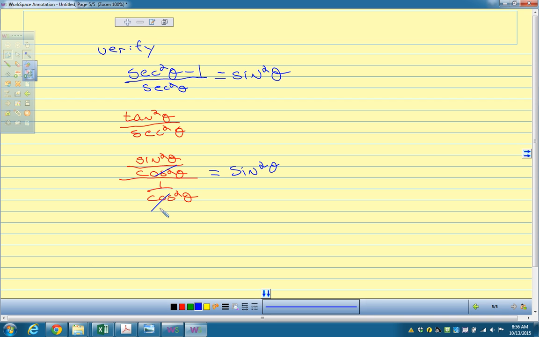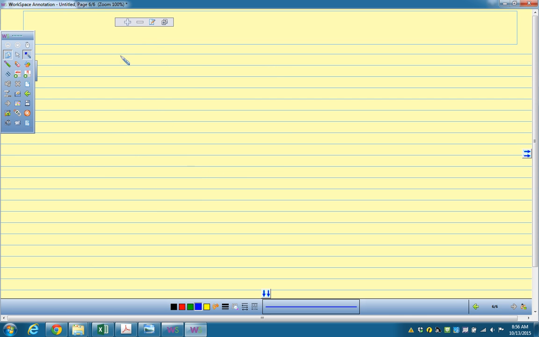Okay, so next one, verify that 2 secant squared, we're going to use a different variable. 2 secant squared, what's that thing called? I think that's an alpha, okay? I get confused with my Greek letters. So, over 1 over sine alpha plus 1 over 1 plus sine alpha. Anyone have any ideas on that one?